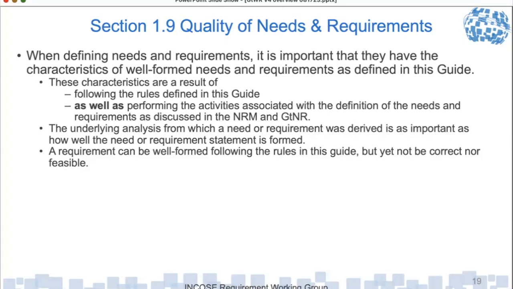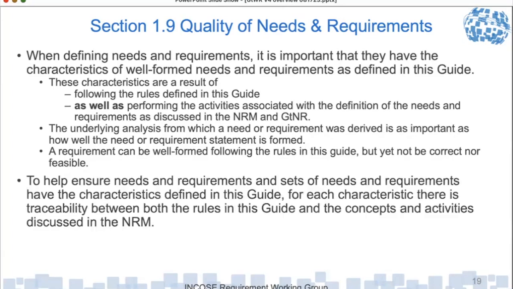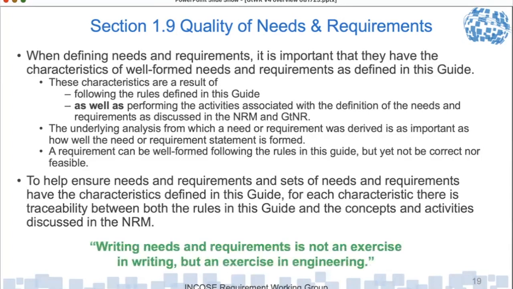Before, people said if you follow the rules, you're going to have a well-formed statement, then you've got a good set of requirements. And we're saying not necessarily. They are formed right, but they could be the wrong requirements and may not be feasible, or your set may be incomplete. So just being able to follow the rules is necessary but not sufficient. But to help ensure the sets of needs and requirements have the characteristics defined in the guide, for each characteristic there's traceability between both the rules in the guide and the concepts and activities discussed in the needs and requirements manual. And again, that's a big change from past versions of the guide to writing requirements. Writing needs and requirements is not an exercise in writing, but it's an exercise in engineering.